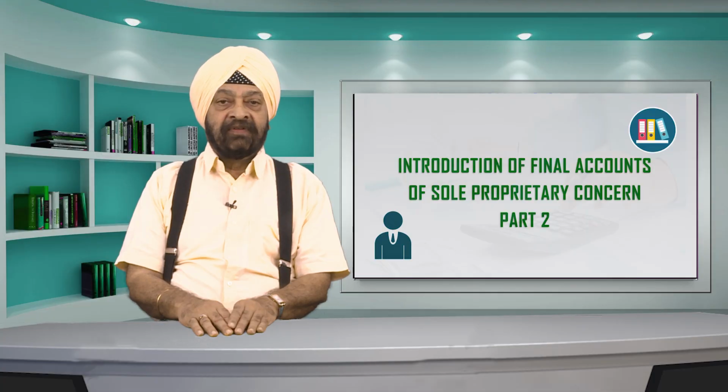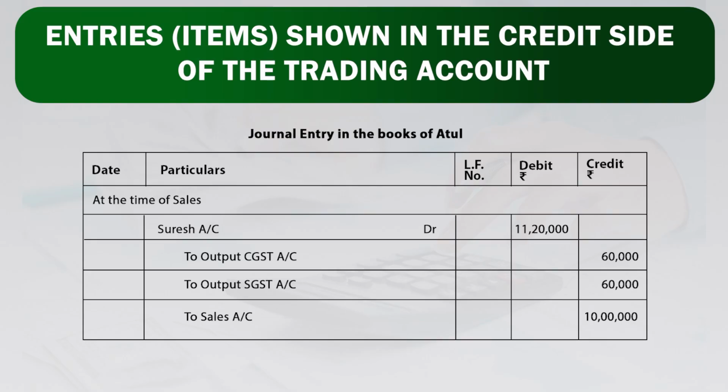The accounting treatment will be like this. Journal entry in the books of Atul. Since Mr. Atul is a seller, we will see this journal entry in the books of Atul. At the time of sales, we will debit Suresh account by 11,20,000 rupees. Basically, we have made sales of rupees 10 lakh, but at the same time, we have to collect CGST and SGST from Mr. Suresh. Another important point is the total GST rate is 12%. Therefore, 50% to be allocated to CGST and 50% to be allocated to SGST.